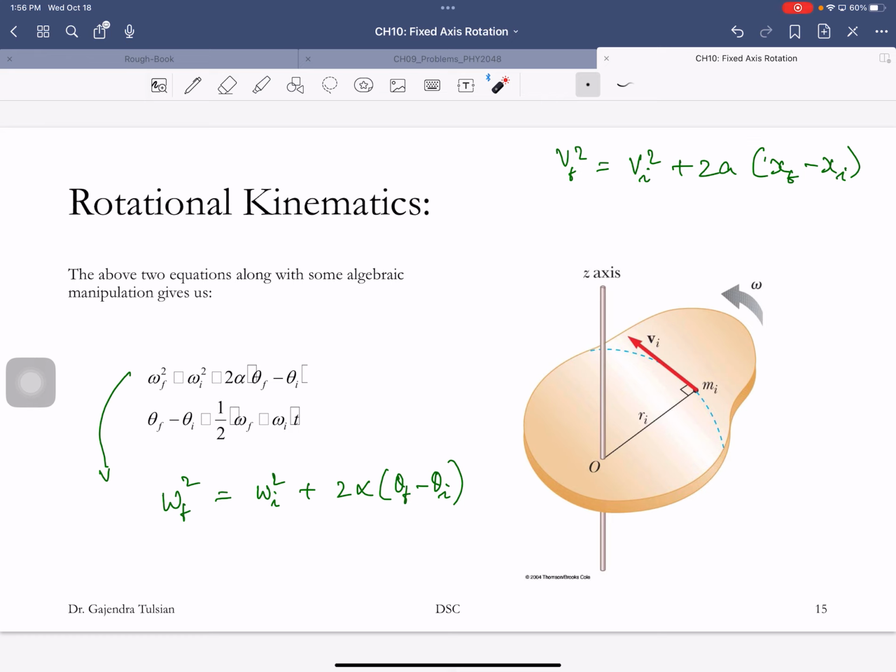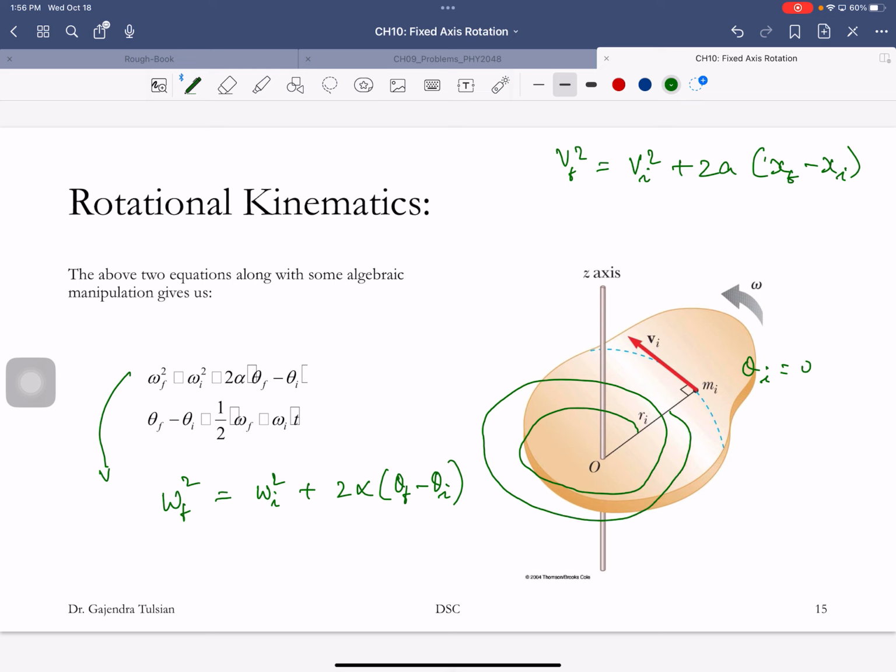All right, now let me point out an important thing here. Let's say this guy started here. Let's say theta initial is 0. Now he spins. What is theta final?